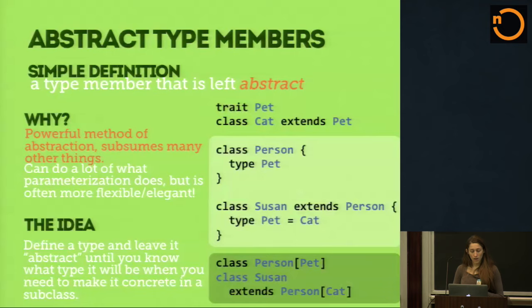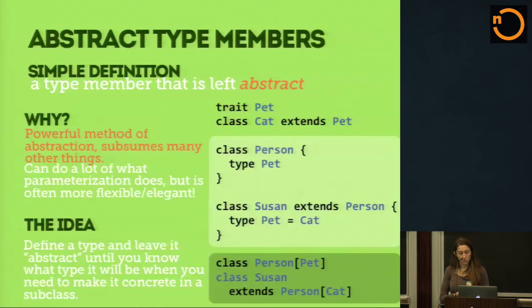And it sounds pretty basic, but the whole idea is that you can, in superclasses, leave these type parameters abstract and make them concrete in subclasses. So we can do that in this class Susan here. Class Susan extends Person, and you can make concrete this abstract type parameter. It's now a concrete type, our type member, and we can make it a Cat, right?